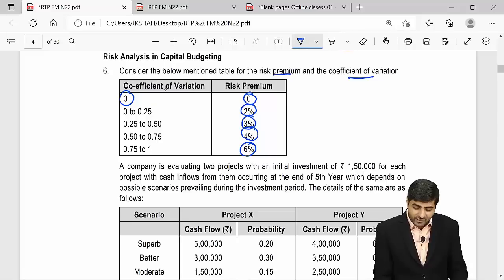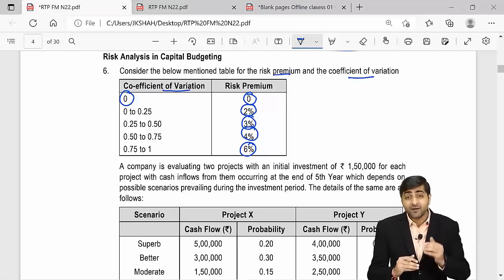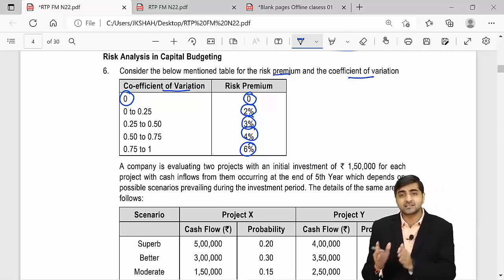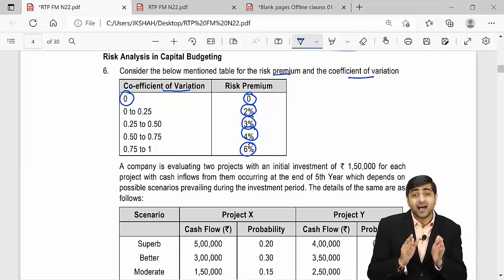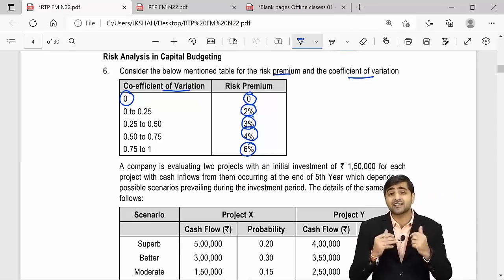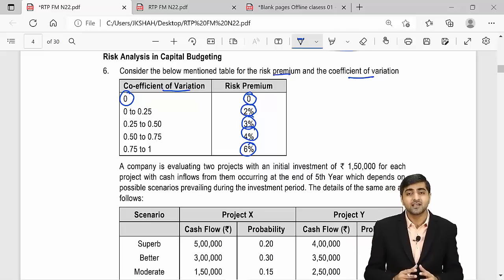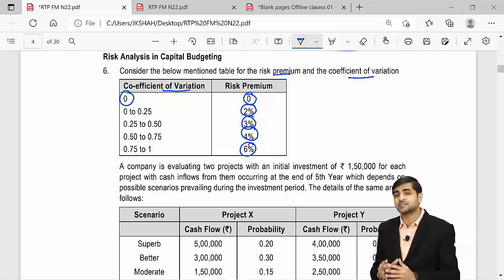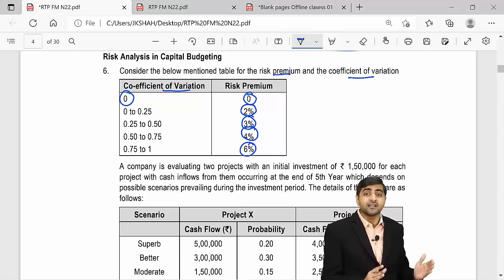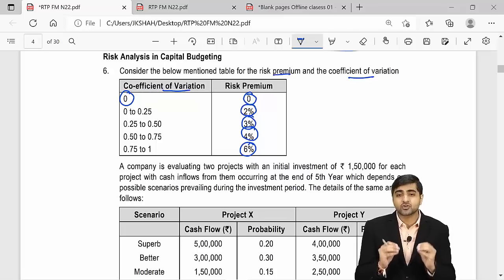See guys, you all are aware that coefficient of variation is one type of measurement of risk. If I increase the coefficient of variation, then definitely the risk increases, and we need to add a higher risk premium to it for the purpose of discounting. Because higher the risk, can I say higher will be the discounting factor? Come on, yes or no? Yes sir. So if you want to calculate the net present value, and if the risk in a particular project is higher, then definitely your discounting factor should also be higher.